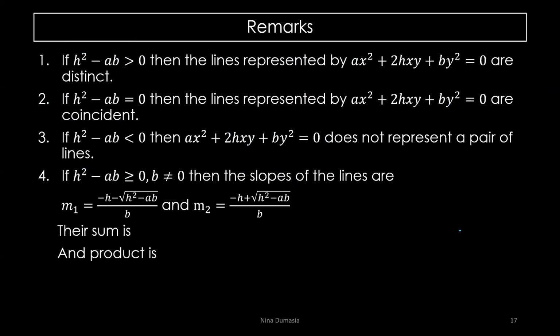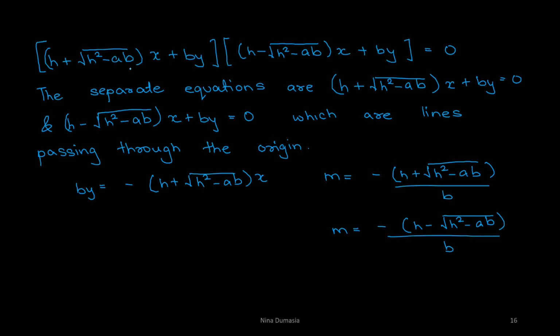Now the first one is that if h square minus ab is greater than 0, then this means that the lines represented by this are distinct. हमें अलग lines मिलते हैं. Now we have to understand why. अगर h square minus ab 0 होता तो फिर क्या मिलता हमें?